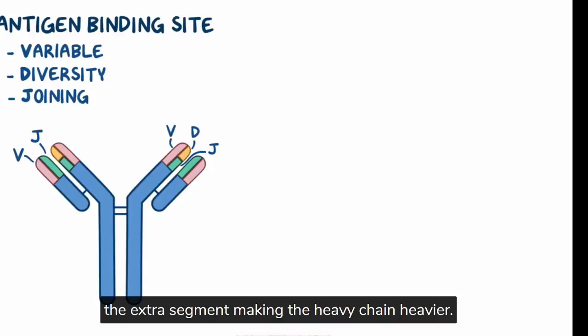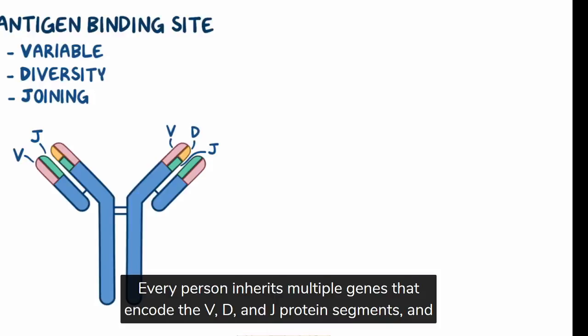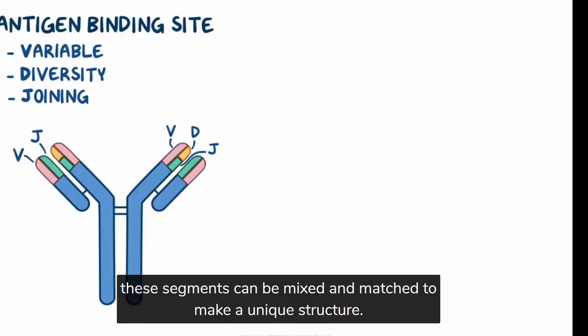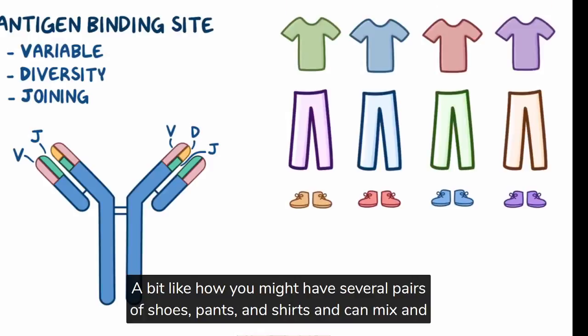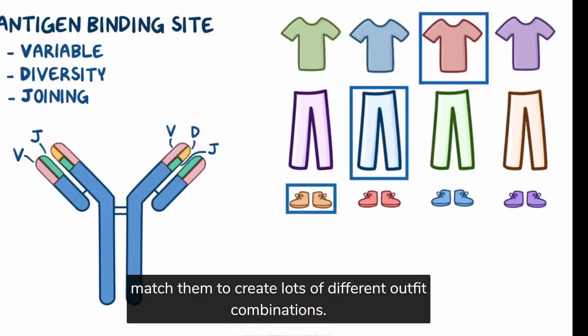Every person inherits multiple genes that encode the V, D, and J protein segments, and these segments can be mixed and matched to make a unique structure. This is kind of like how you might have several pairs of shoes, pants, and shirts, and you can mix and match them to create different outfit combinations.